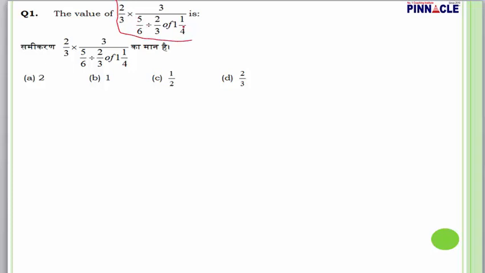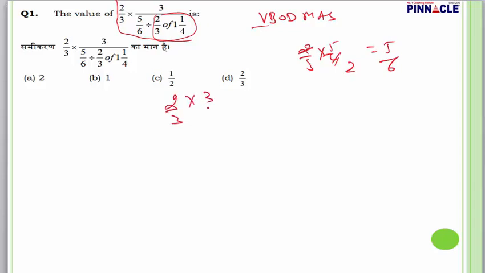Now we have to use the VBODMAS formula, and according to this, first we have to solve this. In fact, this is V of BODMAS because first is the vinculum. Now this would be equal to 2 by 3 into 5 by 4, that is equal to 5 by 6. If we divide 5 by 6 by 5 by 6, then we will have 1. So this would be equal to 2 by 3 into 3 and divide by 1. After that we will solve this, then we will have 3 cancel to 3, we will get 2. Answer is 1. A would be the answer because this is 2.